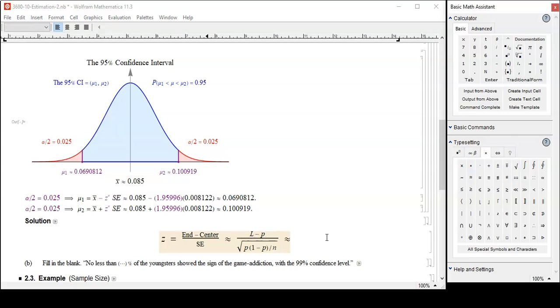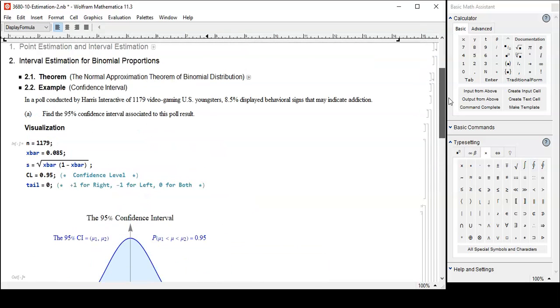So observed proportion is going to be 0.085. All right. And then how about the standard error? Square root of 0.085 times 1 minus of that, divided by, what's the sample size? What's the n value? 1,179.